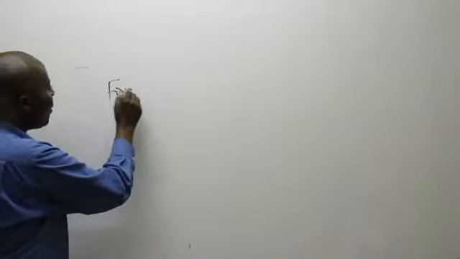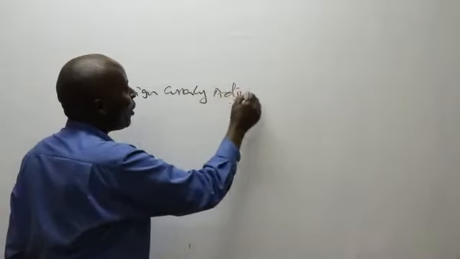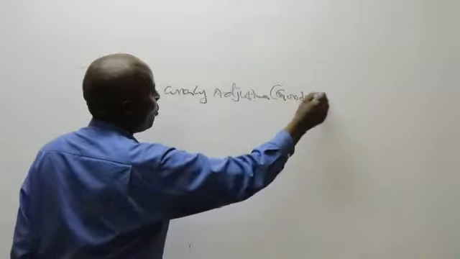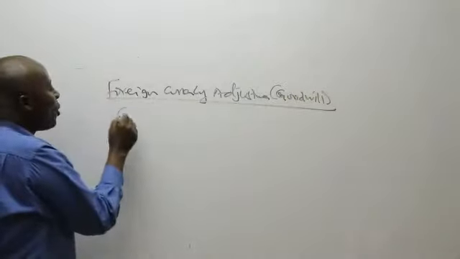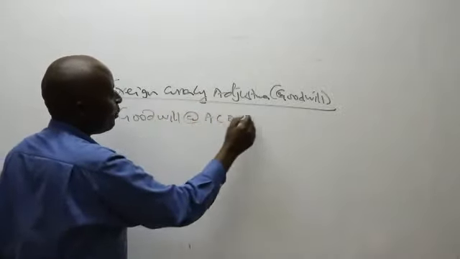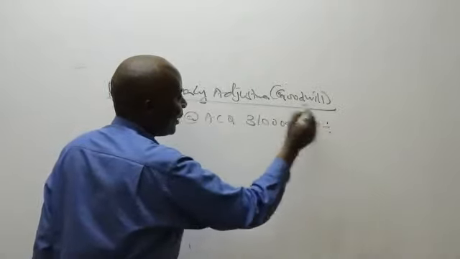So foreign currency adjustment for goodwill. We have only those two for goodwill. So what do we have here? We have goodwill at acquisition. You gave me 310,000 DN, so I want to translate.